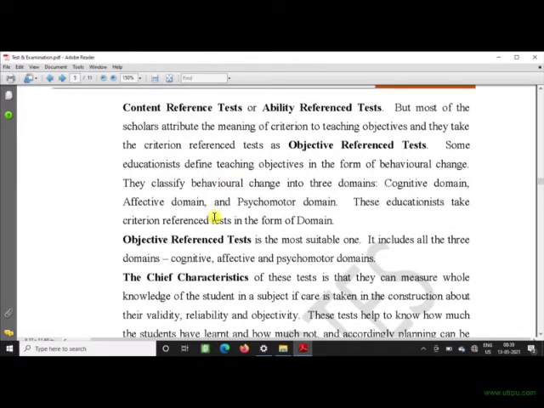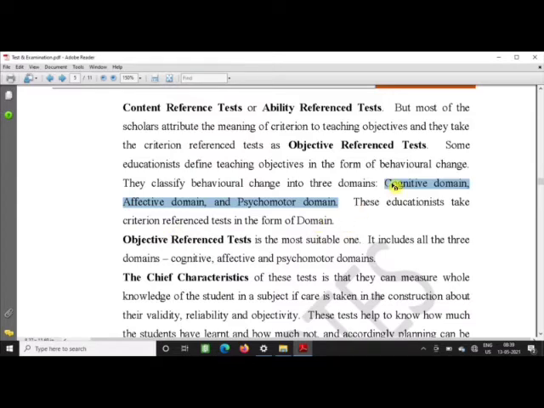And also here it talks about the objective reference test, because many people say that the criterion reference test is nothing but an objective reference test, where the cognitive domain, affective domain and psychomotor domain are checked, because these educationists take criterion reference tests in the form of these domains.